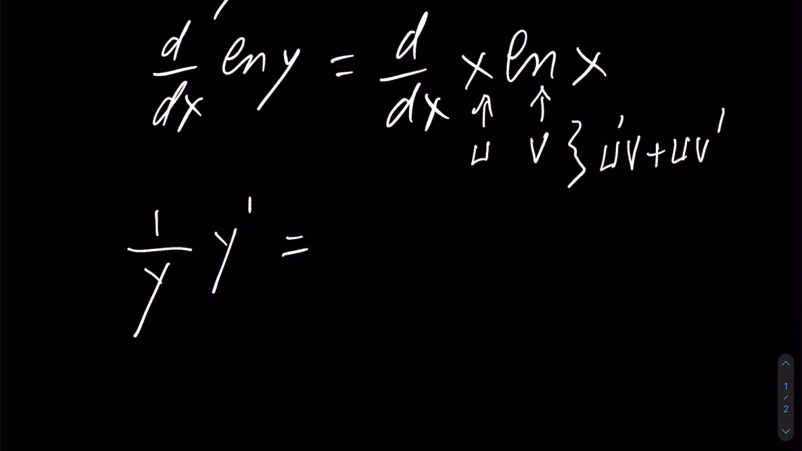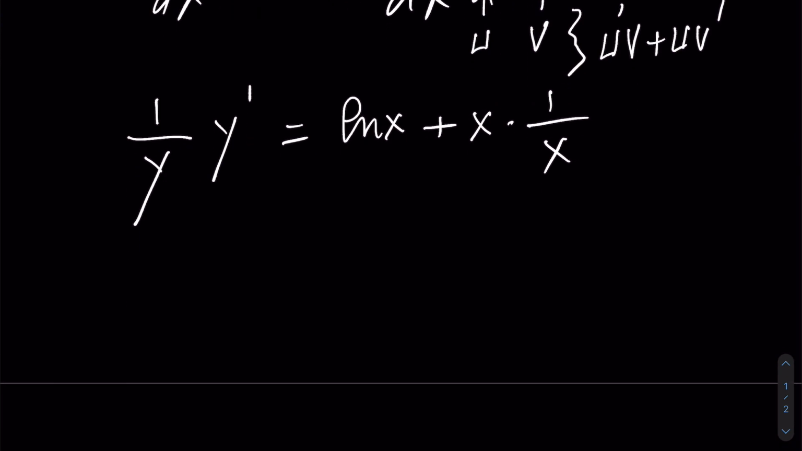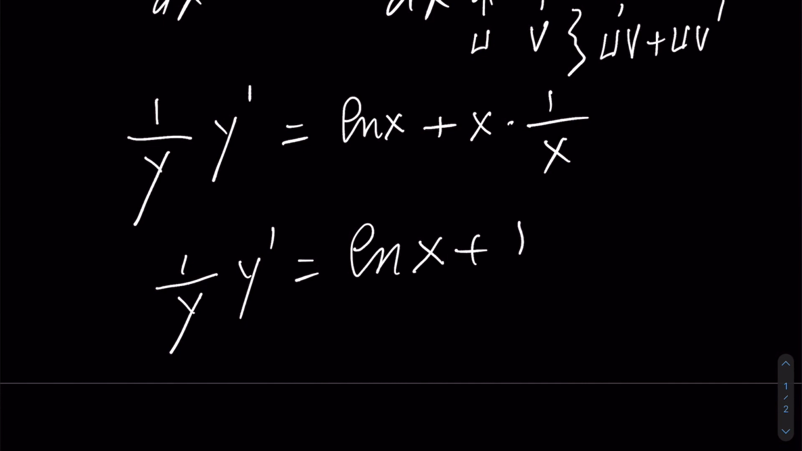So u prime is 1 times ln x plus, we leave the u alone, so we leave the x alone, times the derivative of v, or v prime, which is 1 over x. Okay, so now we're left with 1 over y times y prime is equal to ln x plus 1.